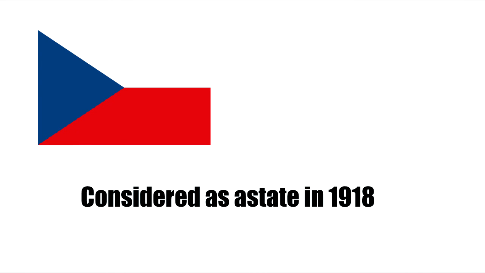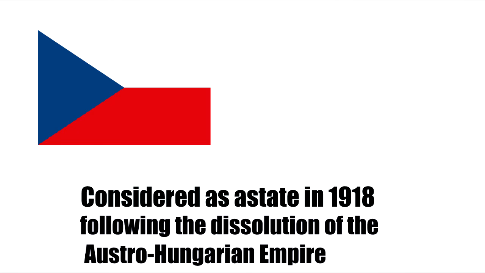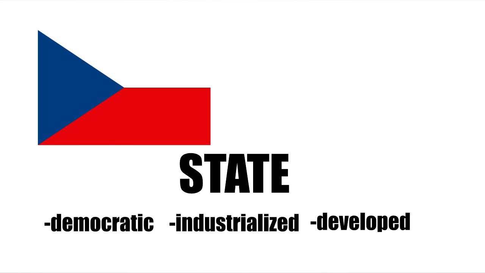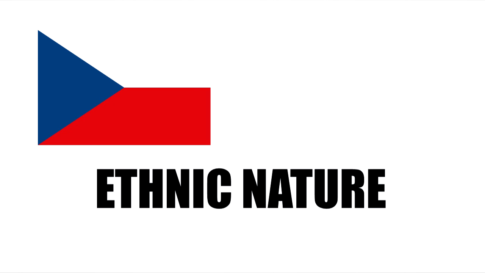Czechoslovakia was born as a state in 1918 following the dissolution and disintegration of the Austro-Hungarian Empire, one of the powers defeated in the First World War. It constituted a democratic, industrialized and developed state, but it faced the serious problem of an ethnic nature. Despite the Czech majority, it had diverse minorities, mainly Germans, Slovaks, Hungarians, and Ruthenians.